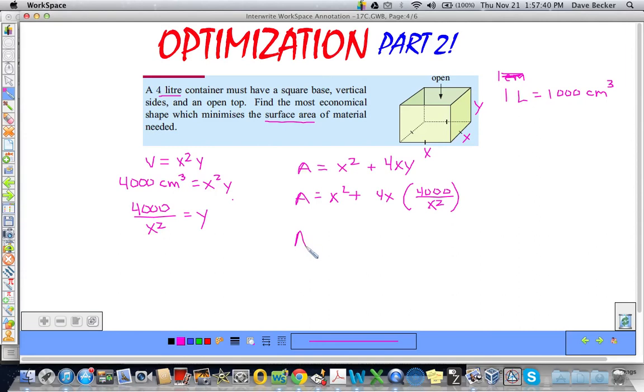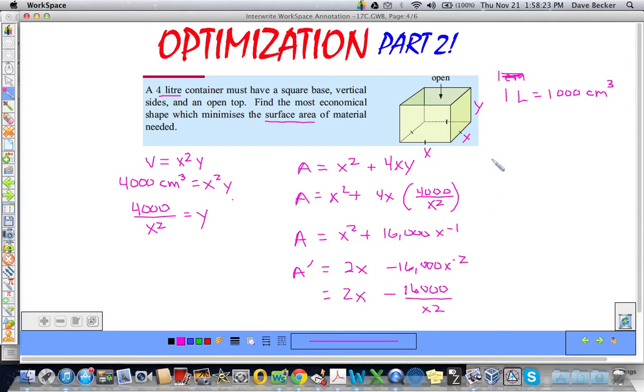Okay, and if I clean that up, I finally get area equal to x squared plus 16,000 x to the negative 1. And I want to minimize that, so to find the minimum, I need to take the derivative. So the derivative would be 2x minus 16,000 x to the negative 2, or 2x minus 16,000 over x squared. So to find the minimum, I need to set this equal to 0.